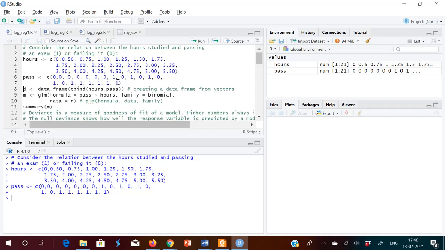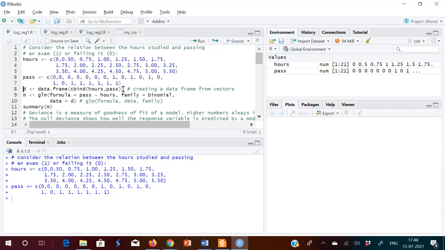So what we are going to do is make a logistic model, because pass is a categorical variable here. It is either 0 or 1. That's why it's called a categorical variable, and we are going to predict using this. We are going to make a model, and then predict whether that student will pass or fail with these hours. So we are going to make a data frame using hours and pass.